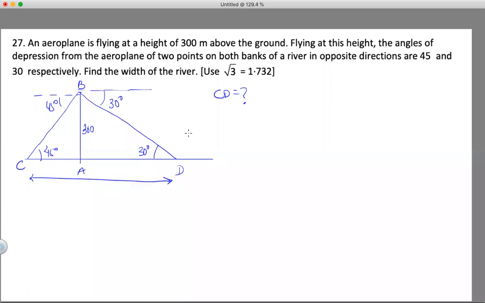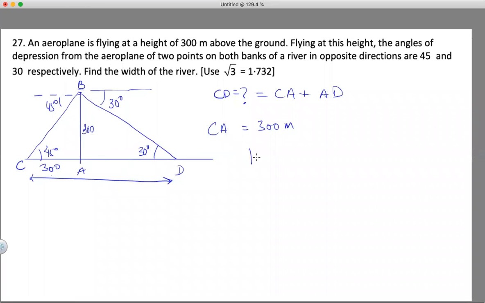How would we do that? We will find CA and AD and add those up. So this is going to be CA plus AD. So what is CA? CA is always easy because it's 45 degrees, so we can directly mark it as 300. So it is 300 straight away.